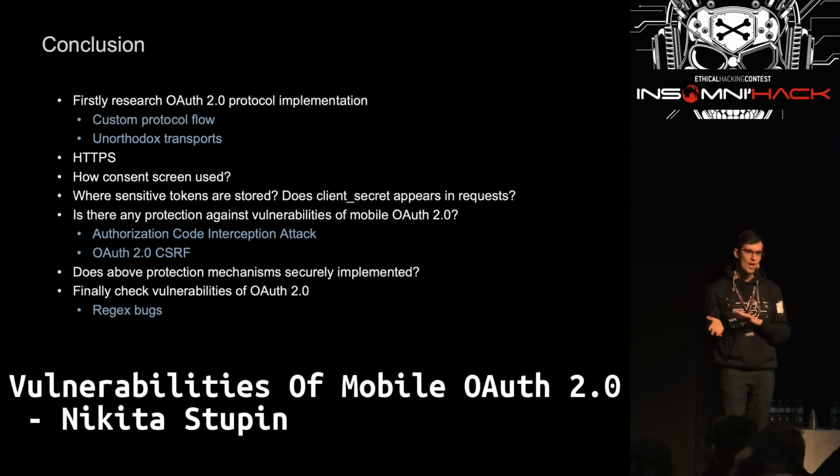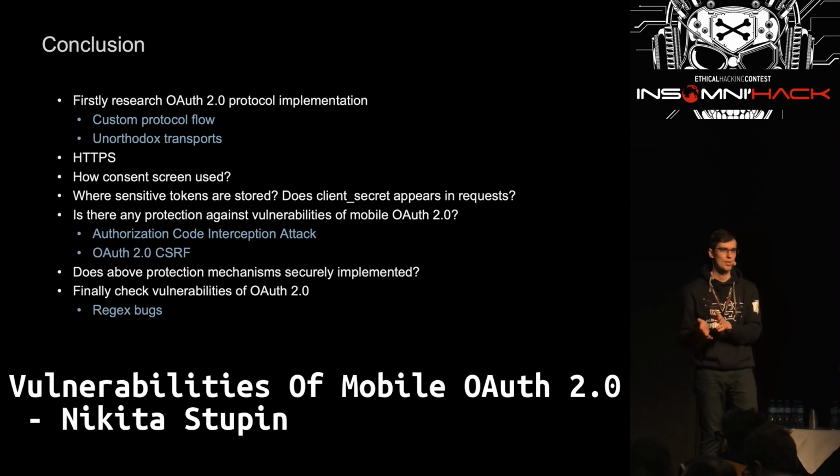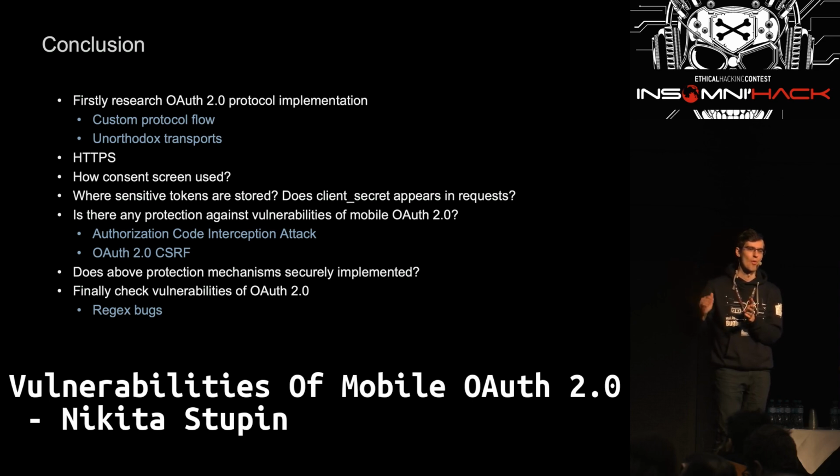And then do simple checks, like that all requests are using HTTPS, that tokens are stored in safe places, and how the consent screen is used. And then, of course, check for specific mobile auth vulnerabilities, and these are authorization code interception attack, and check for CSRF. And of course, do not forget about ordinary auth vulnerabilities and regex bugs, and there are more of them, but I didn't include them. You can easily Google them. There are many more resources than on mobile auth.